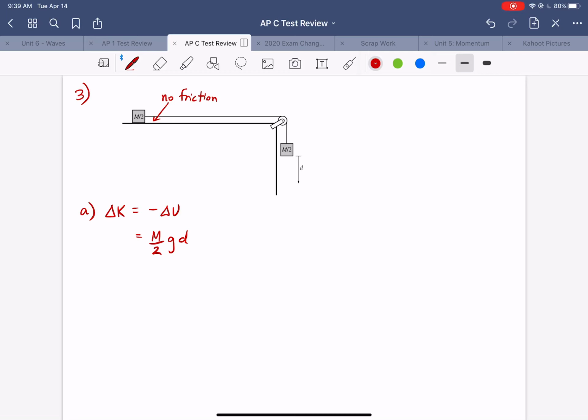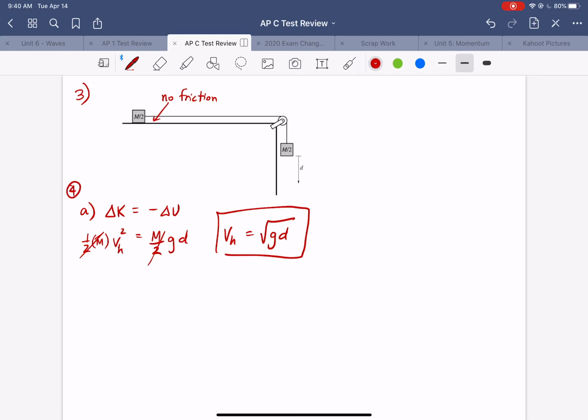The kinetic energy is 1/2 mv squared. Here you have to remember that both blocks are moving with the same speed. So the kinetic energy will be 1/2 times the total mass, m, not m/2, times v squared, and we're calling this v_h. So if we solve this, the 1/2 m's will cancel on both sides. So v_h is just the square root of g times d. All right, that was worth 4 points on this problem.